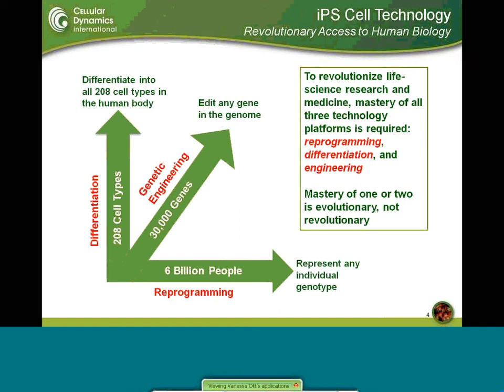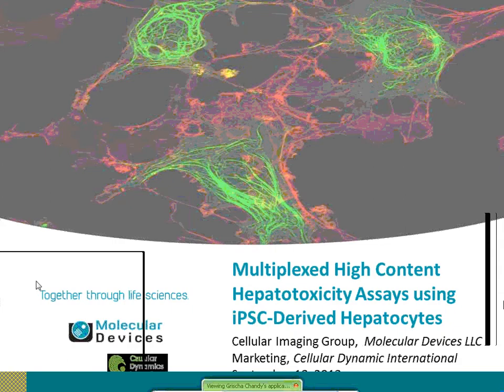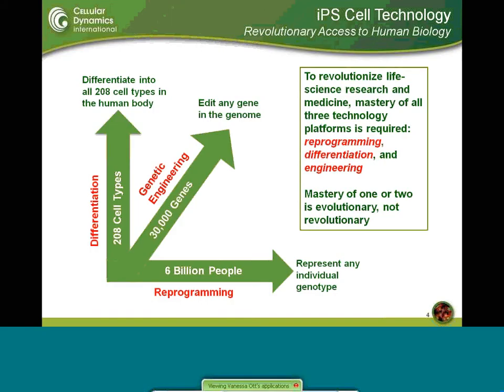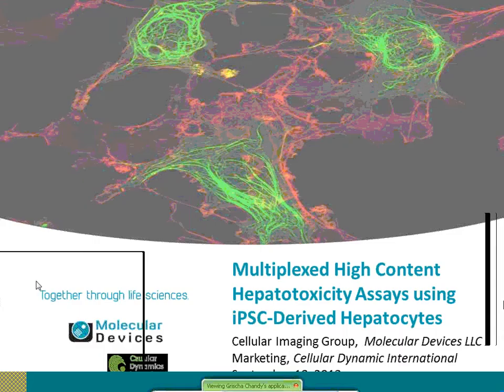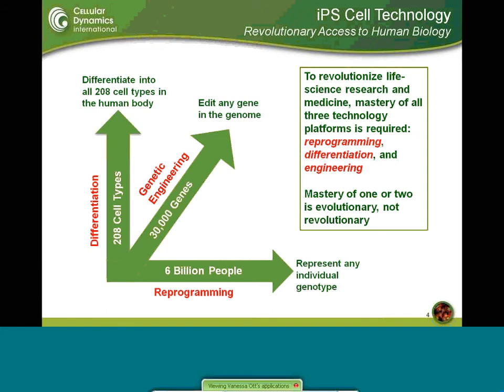But this requires expertise in reprogramming terminally differentiated cells into iPS cells, reprogramming differentiation, and also genetic engineering. And genetic engineering, for example, can be used to introduce a specific genotype, to correct a disease mutation, or even to engineer reporter assays for high-throughput screening types of applications. So this is a focus for what we're doing at CDI, is to really bring together all of these capabilities to really move forward the technology to its fullest potential.